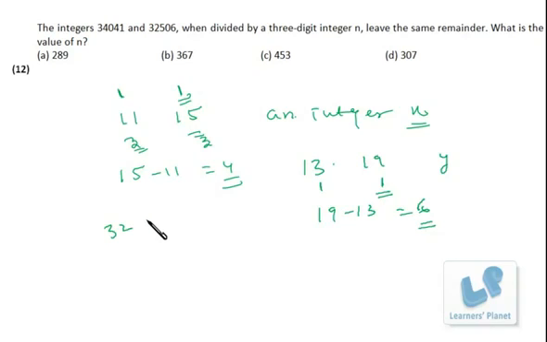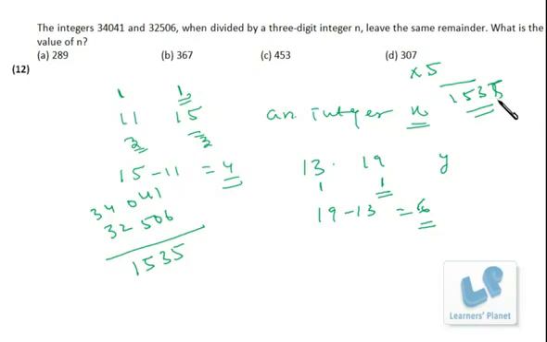We find the difference of 32506 and 34041. So it is 1535, but we don't have 1535 in the options. So let's see if any number is a factor of 1535. I can see 307. If I multiply it by 5, I get 1535. So 307 will be the correct option since it is a factor of 1535.